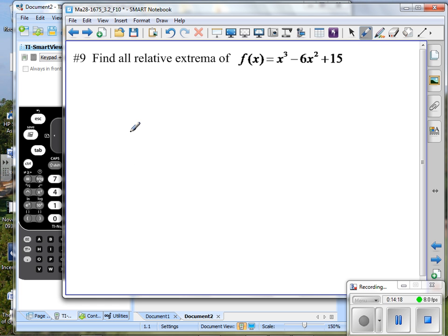Find all relative extrema. Now, relative extrema, I could try to find some values of the input where the value of the function is, I can't say negative or positive because that doesn't really make any sense. I need to know where they change, where those values will change.